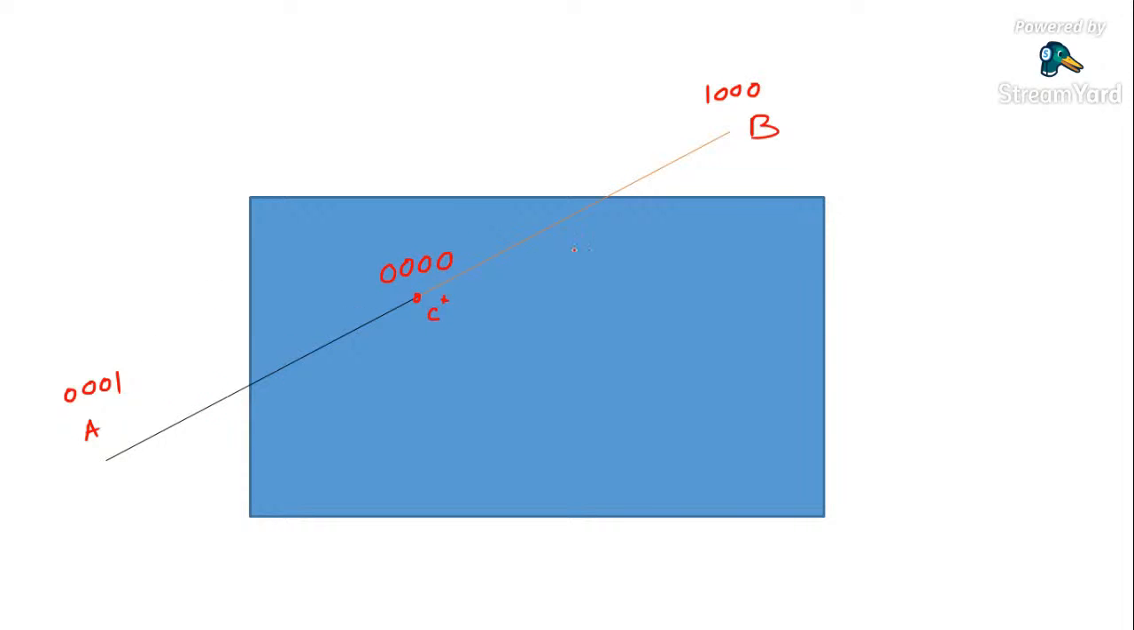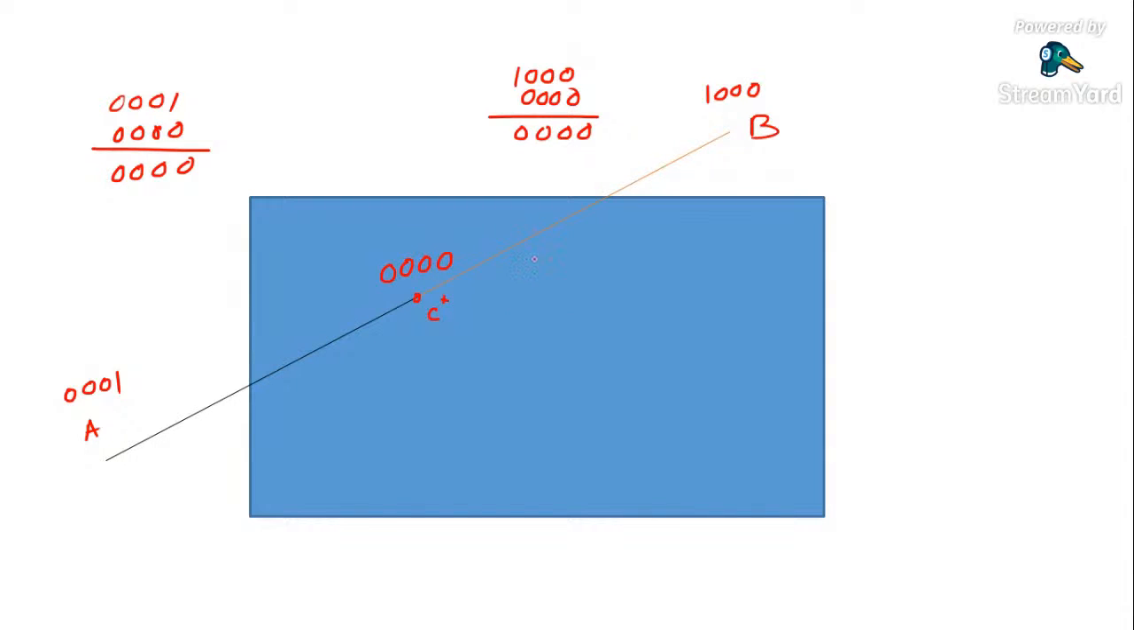Now see, AC and CB are two different lines. For AC, find out the AND of the codes, 0001 and 0000. What is the AND? It is 0000, meaning that this line segment is also somewhere clipped by the window. Go for CB again, 1000 and 0000. The AND is 0000. It means that again this line is somewhere clipped by the window.